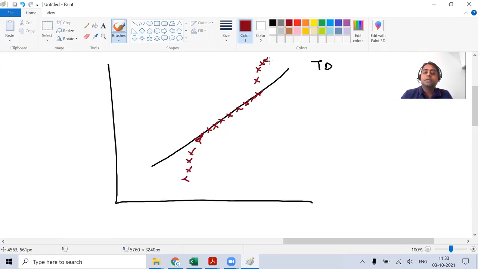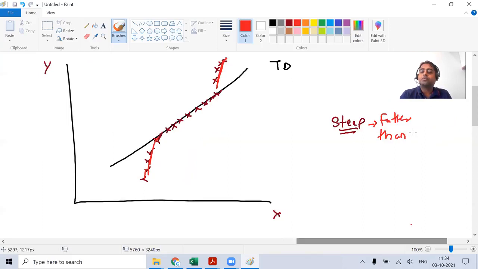Okay, what does it mean? That this tail is becoming more steep. What does steep mean? Steep means you're going towards the y-axis. Is everybody able to see that? This tail is becoming more steep. When the tail is becoming more steep, it means it is fatter than the assumed distribution. I'm just showing you a shortcut to identify.